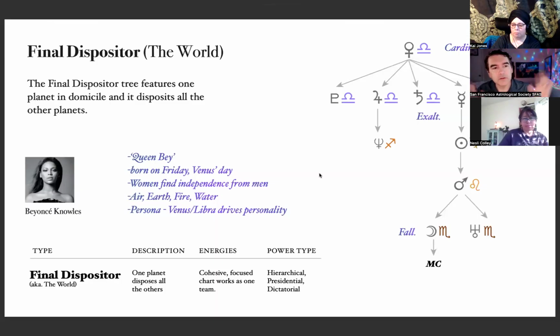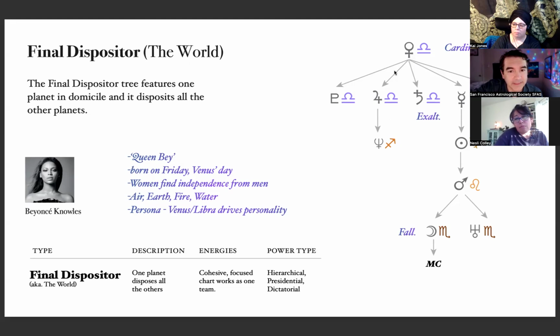Here we go, the legendary Beyoncé. What I mean by a dispositor tree is literally this thing that I've drawn here on the right. So this is one planet in domicile, Venus in Libra, and it disposits all the other planets. What I mean by disposit is not just the first generation where Venus is in charge of Pluto and all of the other points that are in Libra, but all of the points in Libra also roll up to the Venus, if that makes sense.